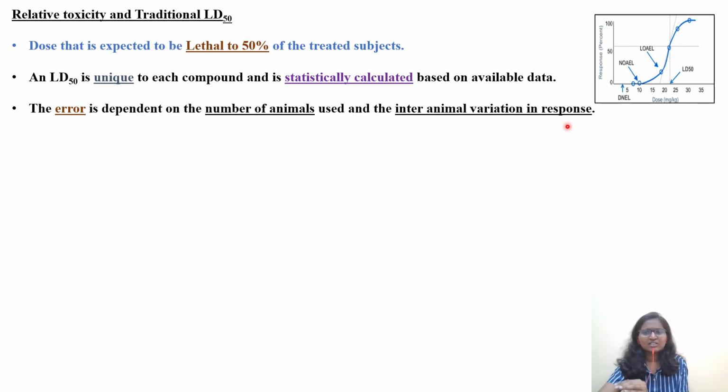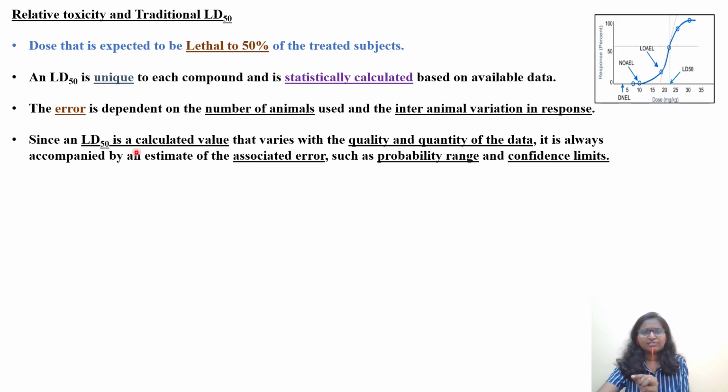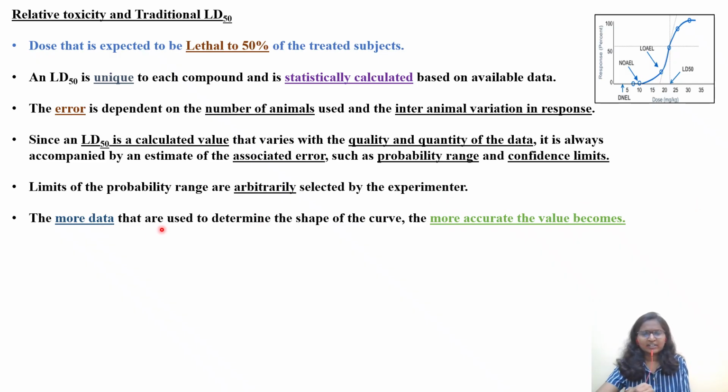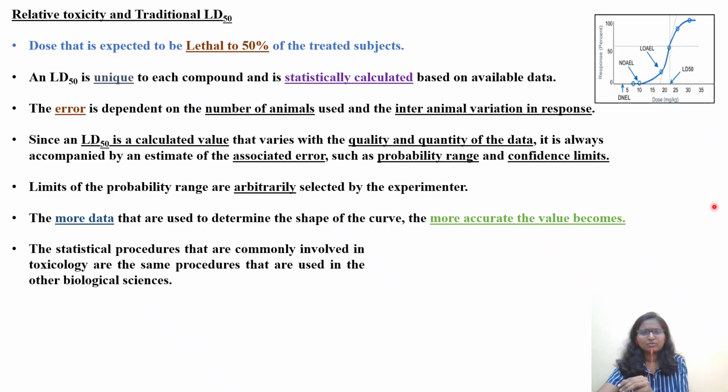So whenever you apply this statistical method, we'll discuss the errors. Since an LD50 is a calculated value that varies with the quality and quantity of the data, it is always accompanied by an estimate of associated error, such as probability range and confidence limit. Limits of probability range are arbitrarily selected by the experimenter. The more data that are used to determine the shape of the curve, the more accurate the value becomes. So the more data points you collect during the experiment, the more accurate LD50 value you'll get.